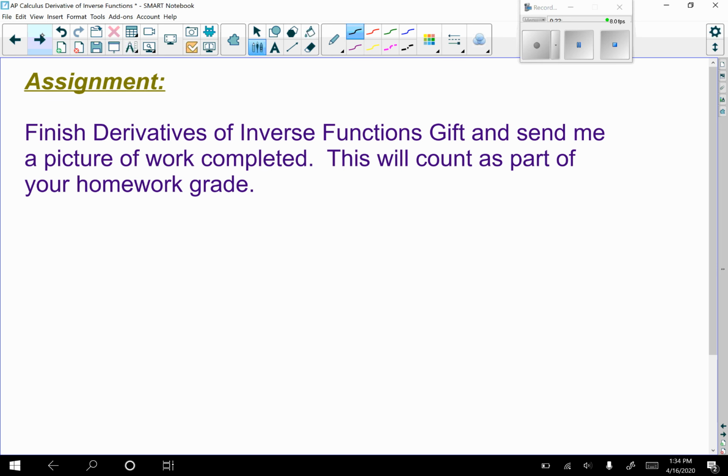All right, so a little bit different with this homework assignment. Like I said, this will be posted as a separate PDF, but I want you guys to finish the derivatives of inverse functions gift. And then I'll post this as an assignment. I want you just to send me a picture of the work completed. I'm going to count this as a homework grade, but you're going to have a couple days to do this. So all of this should be turned in before I show you the homework problems.